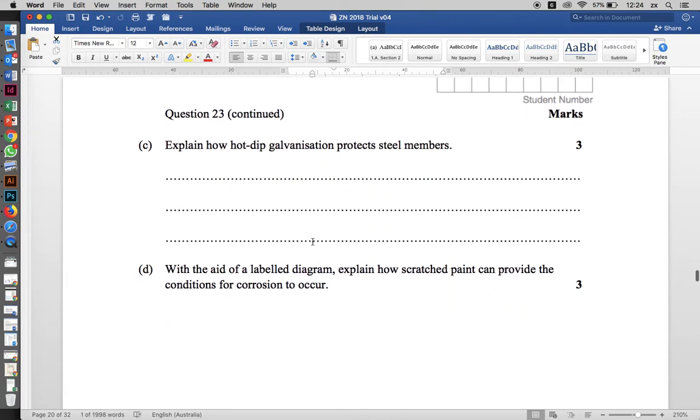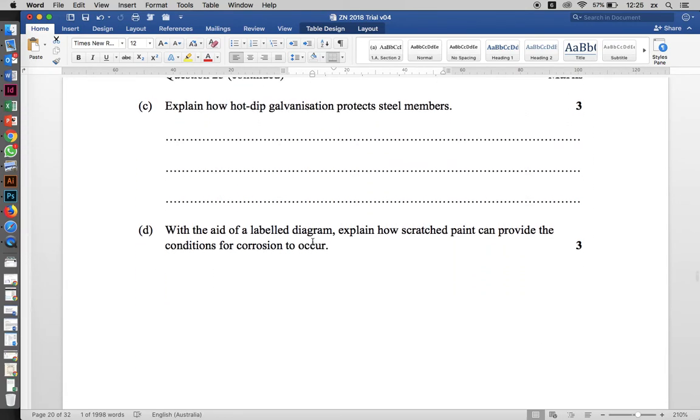Explain how hot dip galvanization protects steel members. Well, I would say there's 3 marks here. It's a lot of marks for this question. So first of all, you have to explain, which means cause and effect. So what you need to say at the end is what protects the member, right? That's probably what you need. That's the last part of this mark.